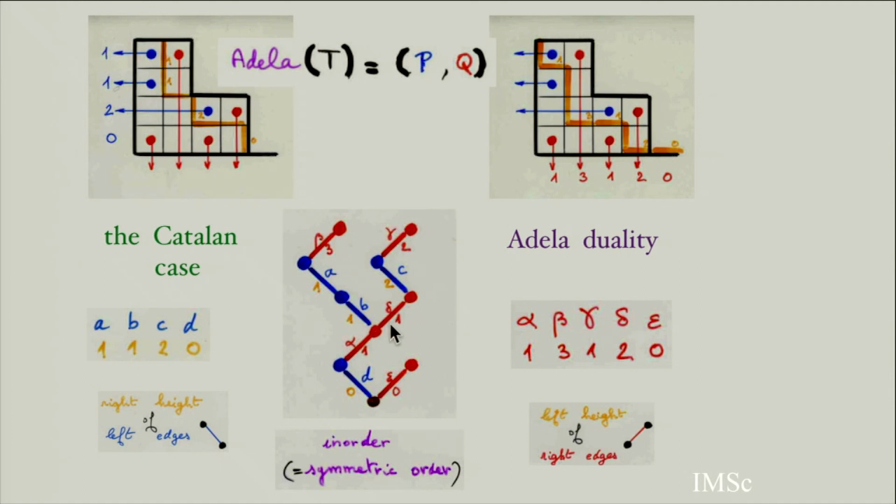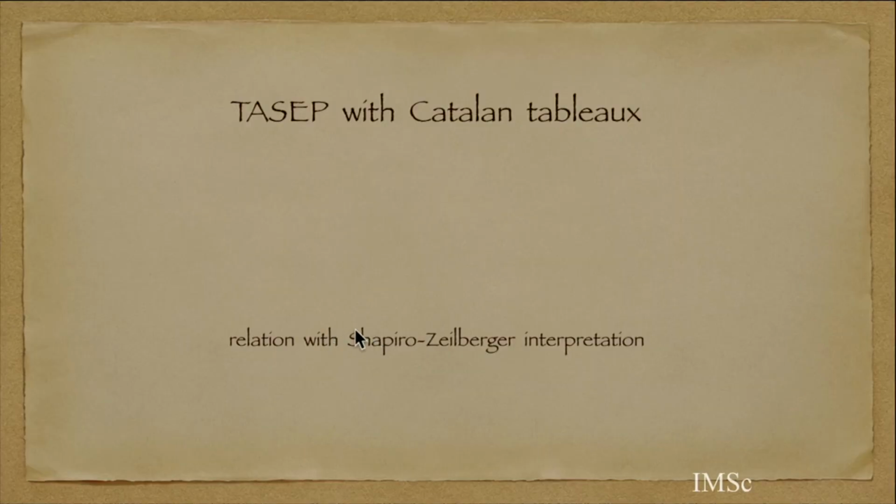So the open problem is to find a bijection between the pair P, Q and the permutation. In the case of Catalan permutations, counted by the Catalan number, you need only one of the two, P or Q, because there is a duality. So maybe this gives some idea for getting at this problem. And I will finish with the TASEP and Catalan tableaux.